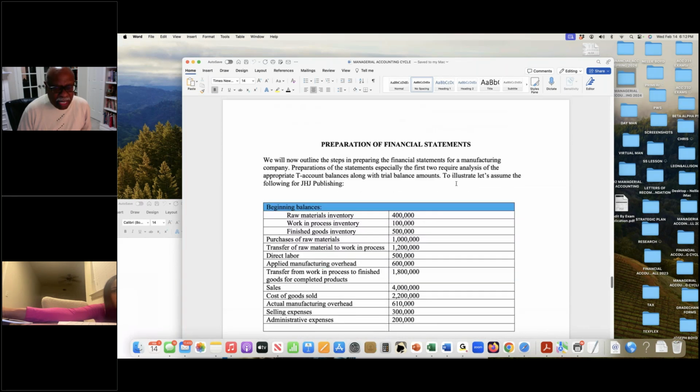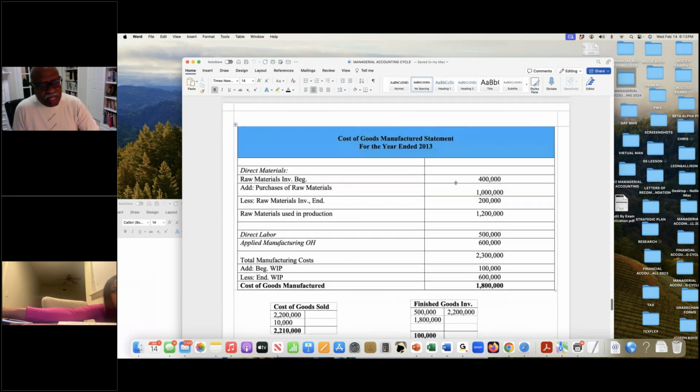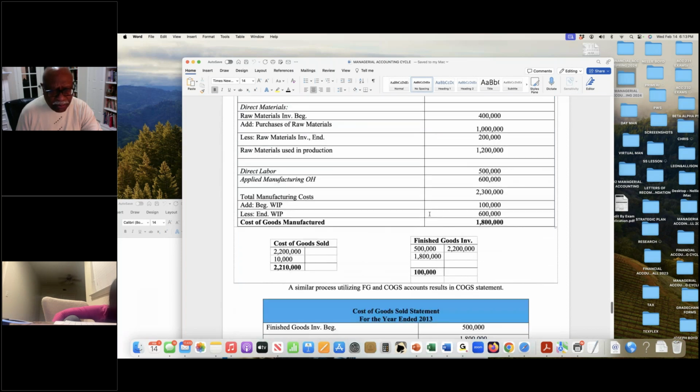And with our information, there are three statements, and on your midterm, you have to be able to prepare these statements. First of all, the cost of goods manufactured statement: direct materials, direct labor, the overhead, and beginning work in process less ending work in process, gives cost of goods manufactured. And we'll be working on that statement for about a week, starting next week.